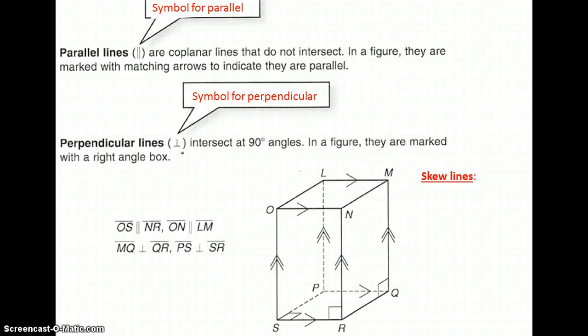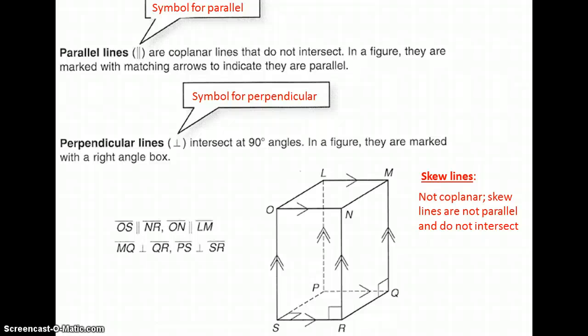We actually have a third set of lines that we're going to add here called skew lines, so more new vocabulary. Skew lines are not coplanar, and skew lines are also not parallel, and they do not intersect. So let's take a look at an example.